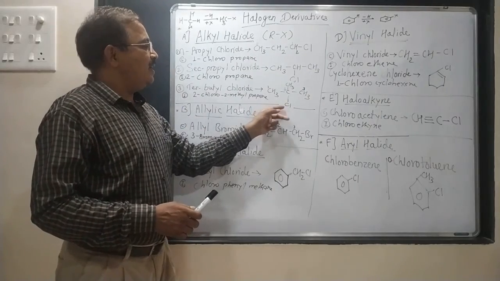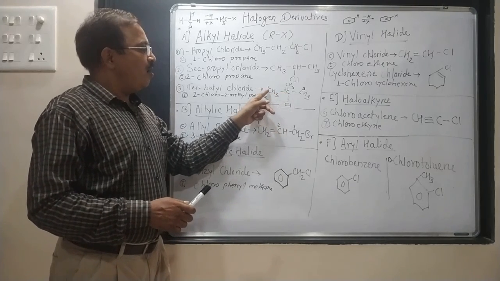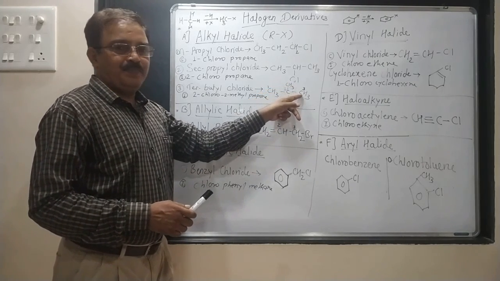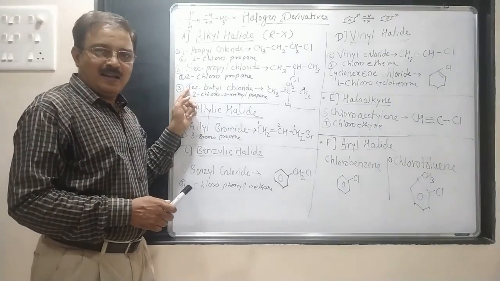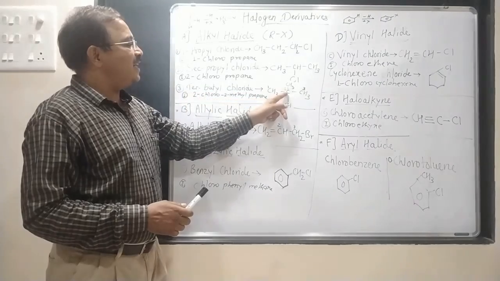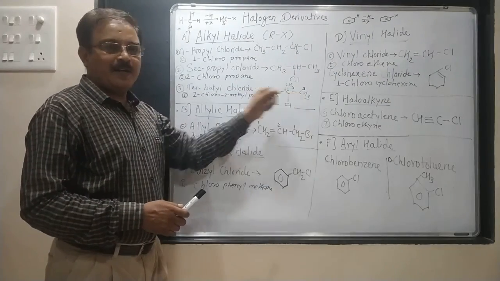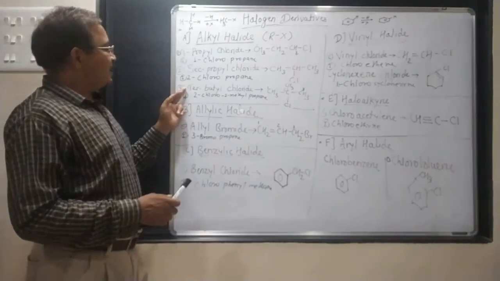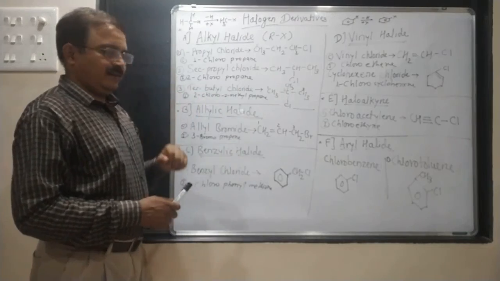Now the third type of alkyl halide, and what is the characteristic of the third type of alkyl halide? Halogen is attached to such a carbon atom which is attached to other three carbon atoms. Therefore this is called a tertiary alkyl halide, because halogen is attached to such a carbon atom which is attached to other three carbon atoms. Now the common system name is tertiary butyl chloride.